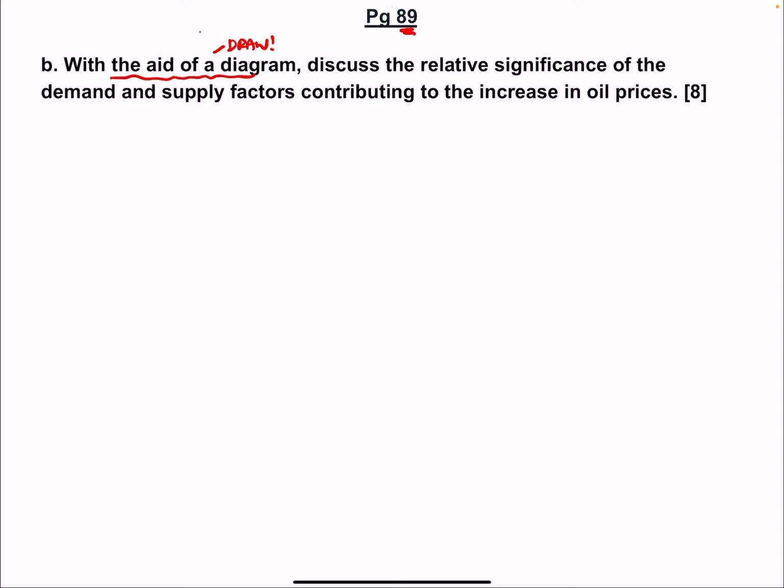Discuss the relative significance of demand and supply factors. So you could try to find both, contributing to the increase in oil prices. Okay, so just make sure you use the price of oil. Okay, this is 8 marks. This is quite a big mark allocation for CSQ.